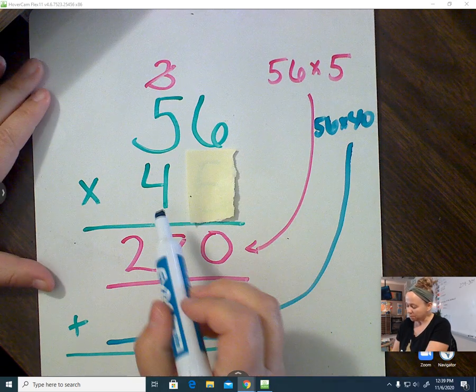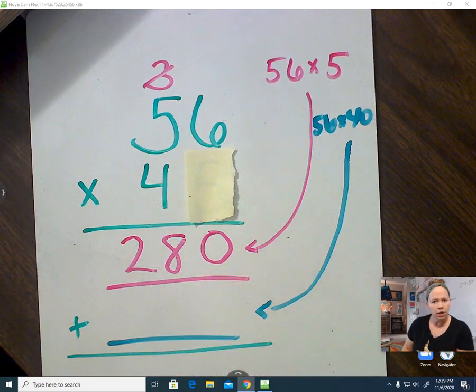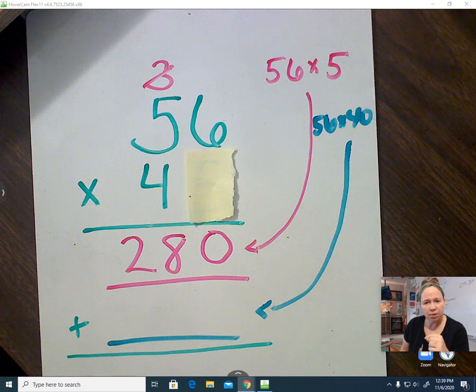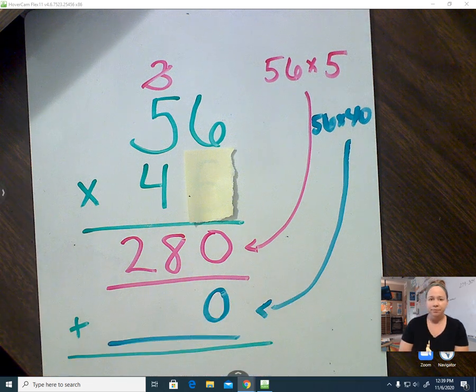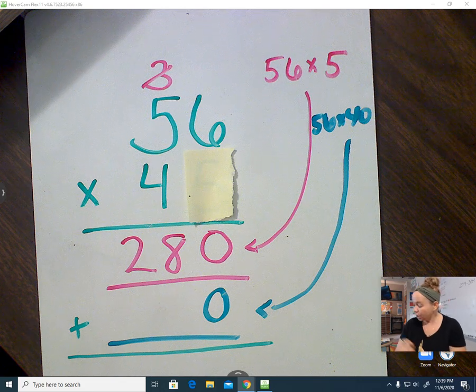Okay. So I'm multiplying by 4. No. I'm multiplying by 40 because that 4 is in the tens place. So because I'm multiplying by a digit in the tens place, I'm going to put my placeholder 0 here. Why did I put that 0 there? You put that 0 there because you're multiplying by a digit in the tens place. It's important in math that you know why.